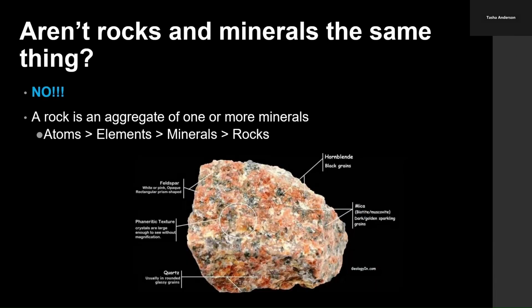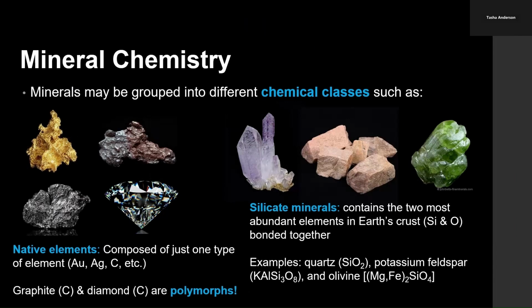Now, pay close attention to this. Rocks and minerals are not the same thing. A rock is an aggregate, meaning it is made up of one or more minerals. While there are over 4,000 minerals, only 50 are considered to be common. So how do we classify them?